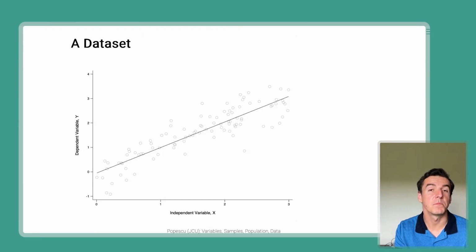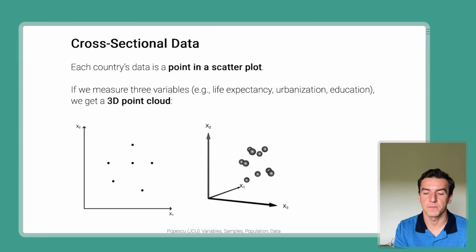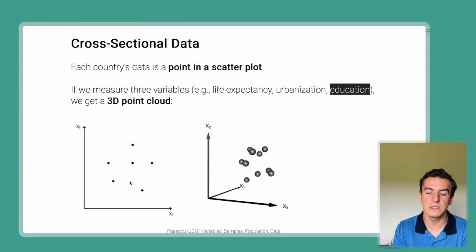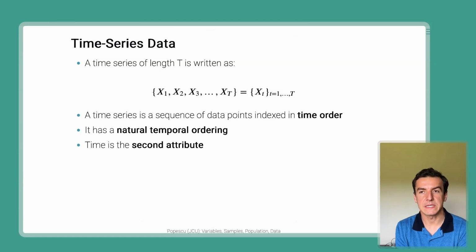This is the line that best approximates this relationship between x and y. If we have a third variable, so far we focused on life expectancy and urbanization, but imagine we also have education, we would move to a 3D environment. So initially we have a 2D environment where we have just two variables. Moving on to time series data.